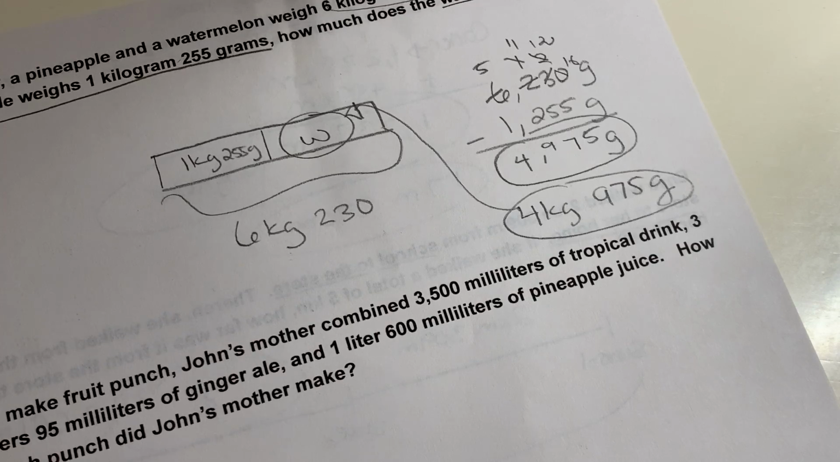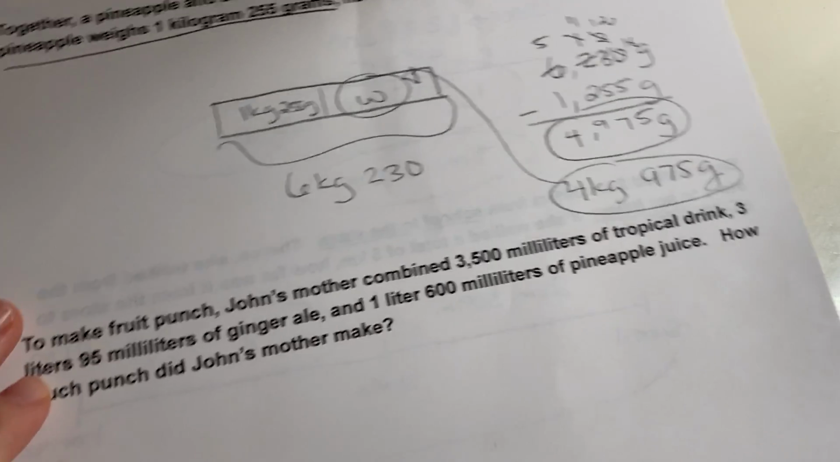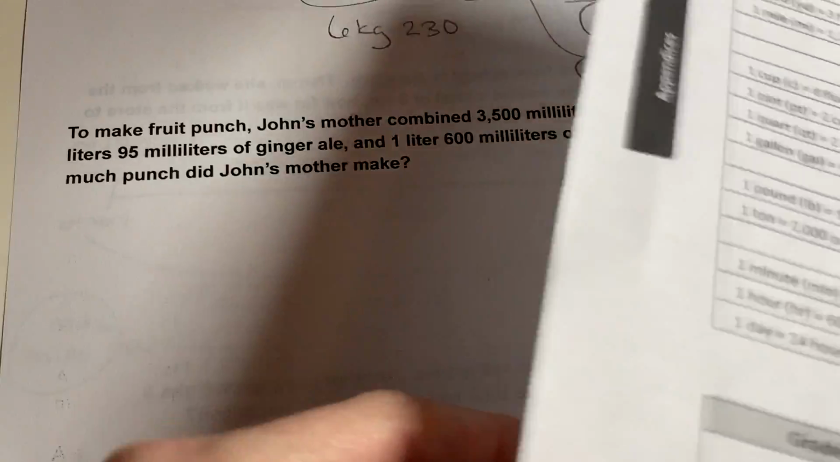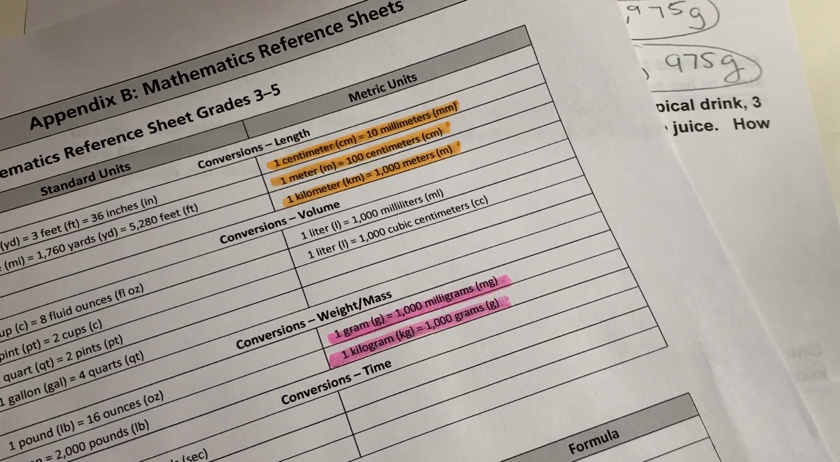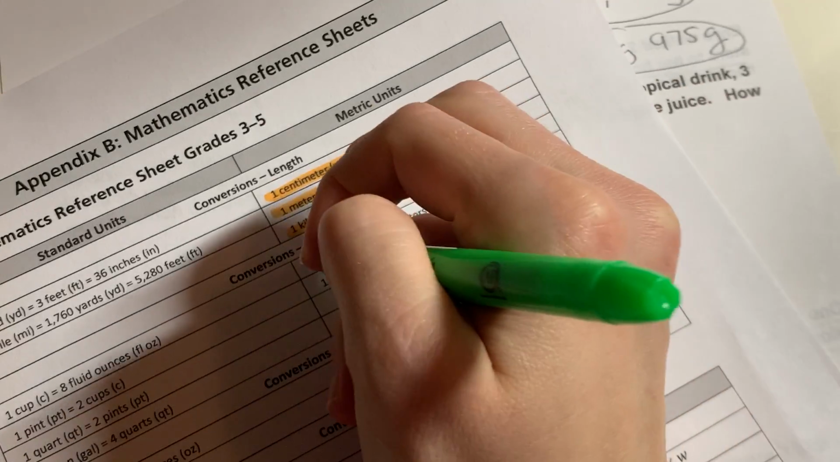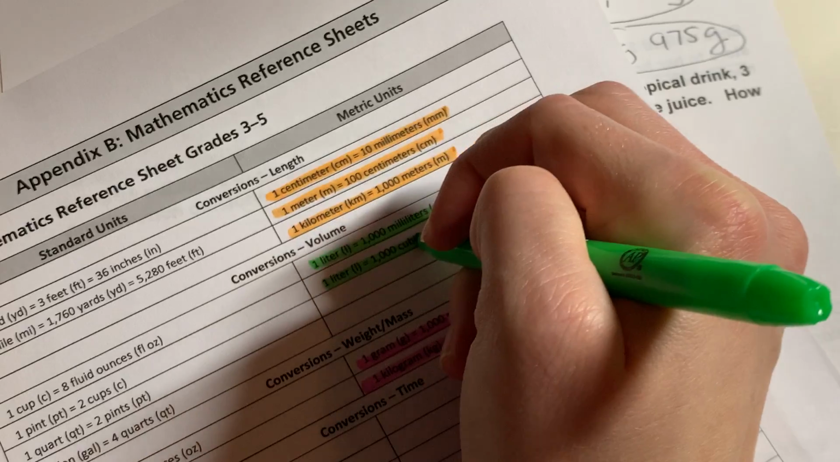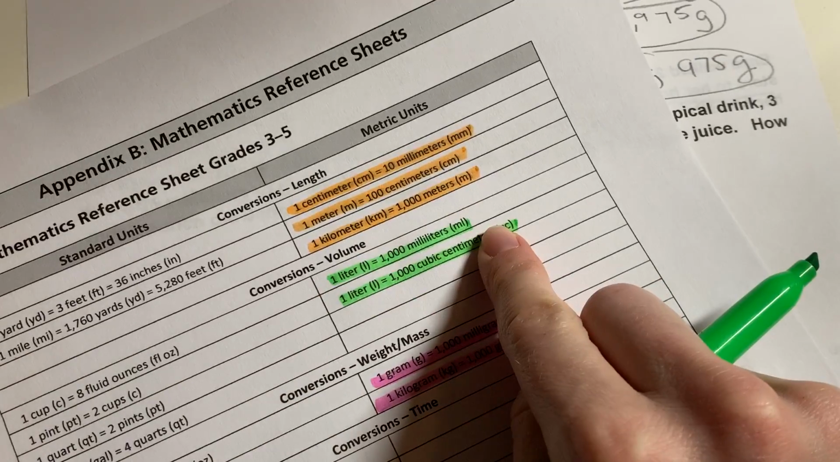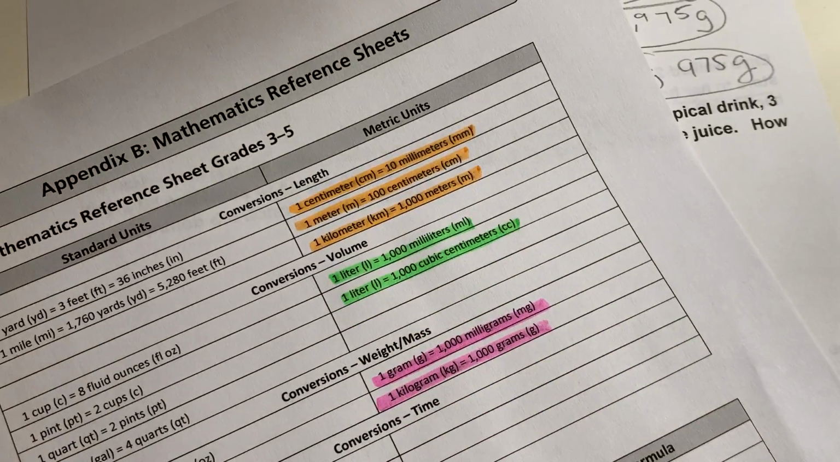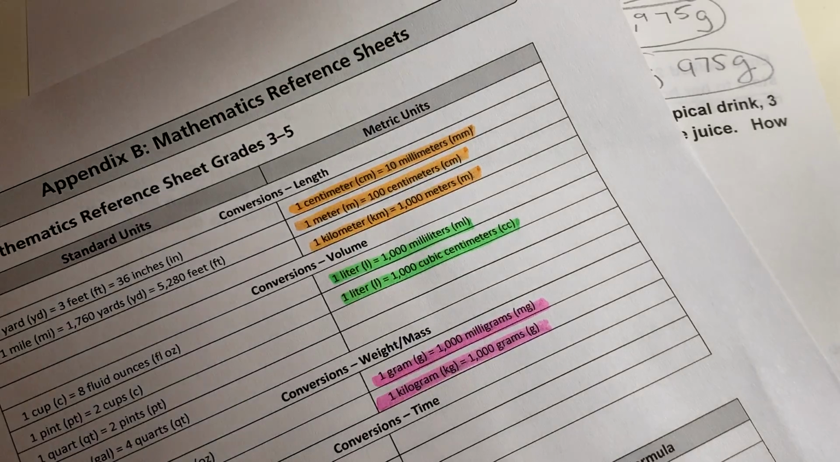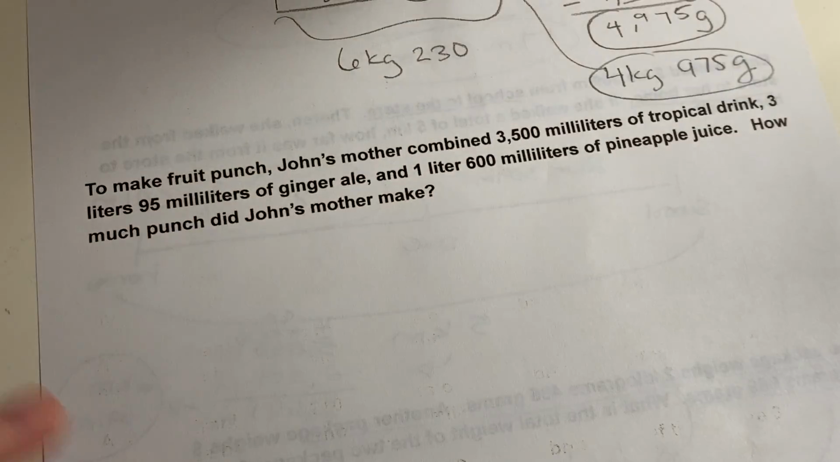All right, we have two more, and they are related to volume, so liquid measurement. I'm going to grab another highlighter, and I'm going to highlight here: 1 liter is equal to 1,000 milliliters, and 1 liter is equal to 1,000 cubic centimeters. You won't have to worry about that. We're just focusing on the fact that 1 liter is equal to 1,000 milliliters.